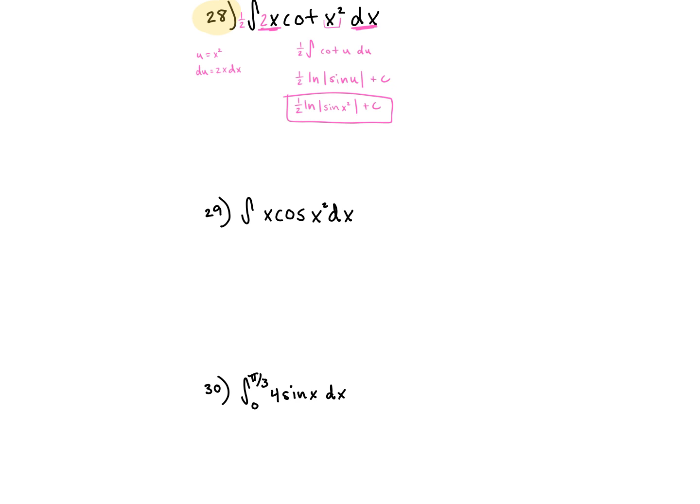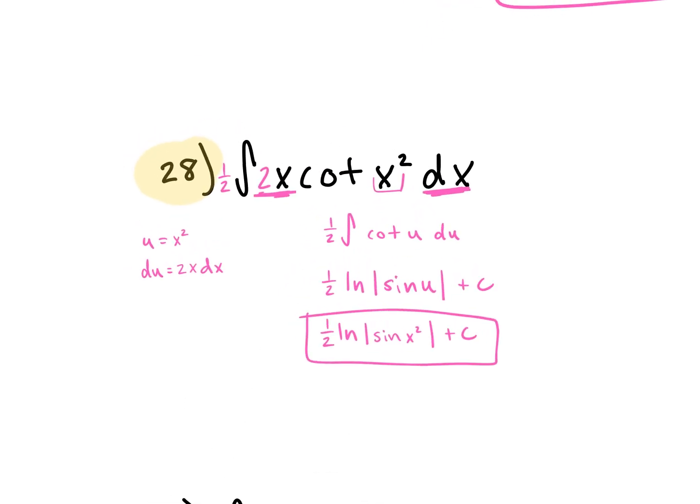One more thing with 28, make sure you know the difference between when your variable's squared versus when the trig function is squared. If this was cotangent squared of x, that's like saying cotangent of x, the whole thing squared. So if the trig function has the exponent, the whole thing is being squared. Here it's just the variable, so it's cotangent of x squared. These are different, not the same.